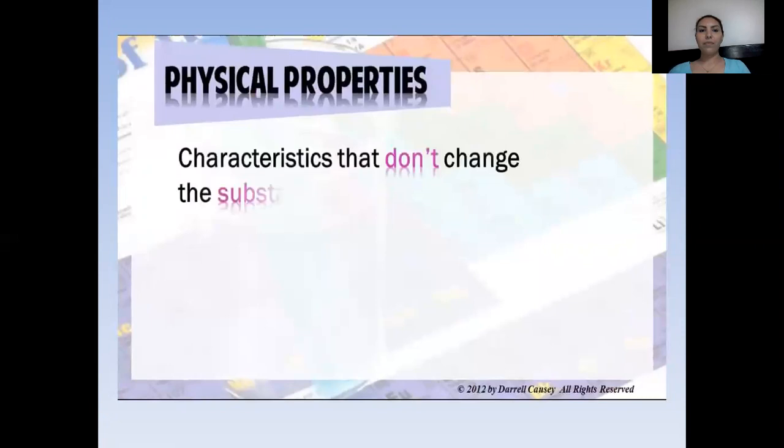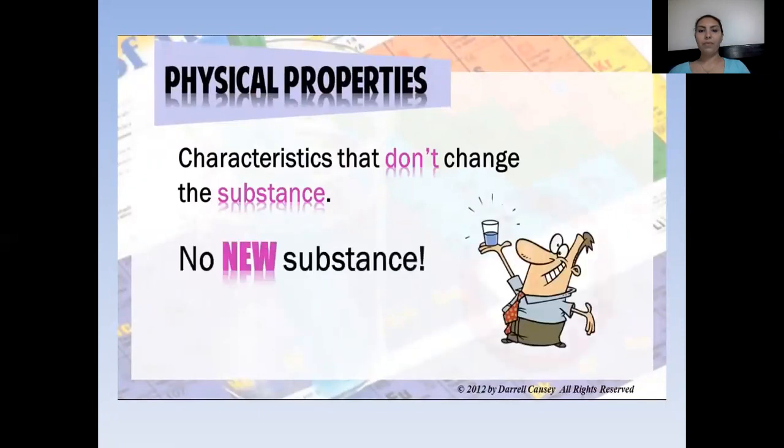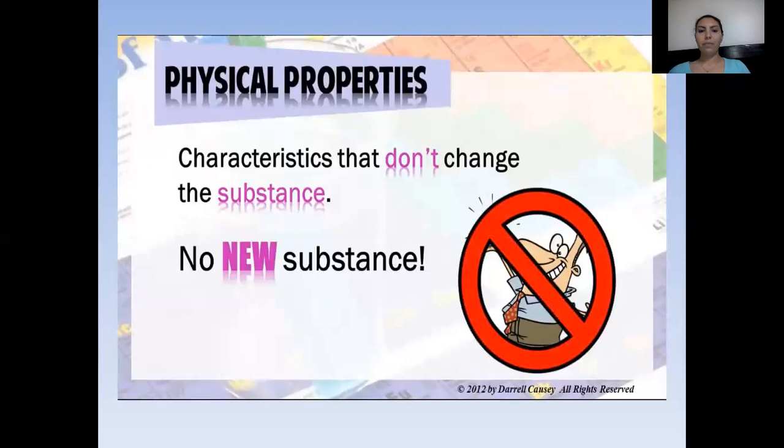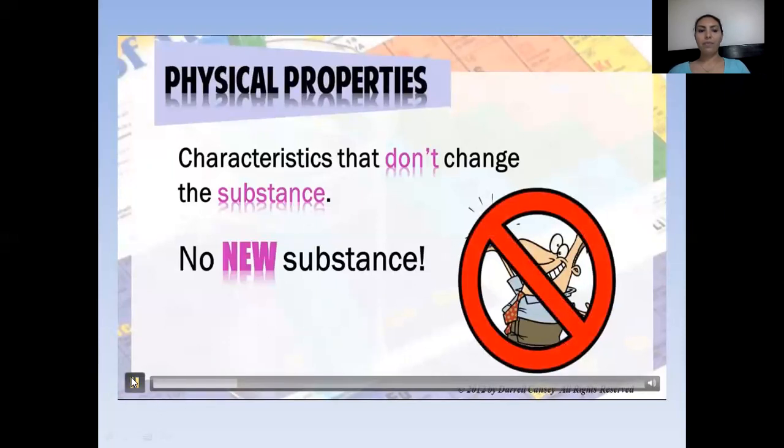Physical properties, characteristics that don't change the substance. These are properties that involve no new substance. The substance doesn't change, such as tearing paper or cutting a board in half.